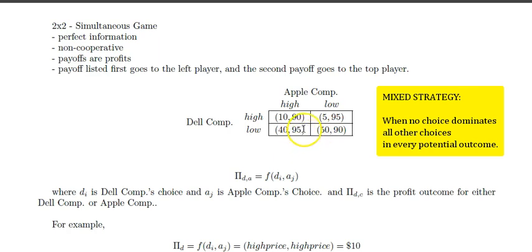This means that Apple Computers would prefer to pick a high price if they think Dell Computers is going to pick a low price. And since this is in fact what our assumption is, because Dell Computers has a dominant strategy to pick low, and because Apple Computers has perfect information, and in fact would know that Dell Computers has a dominant strategy to pick low, this would mean that Apple Computers responds by playing high. In other words, the Nash equilibrium of this game is when Dell Computers chooses low and Apple Computers chooses high.